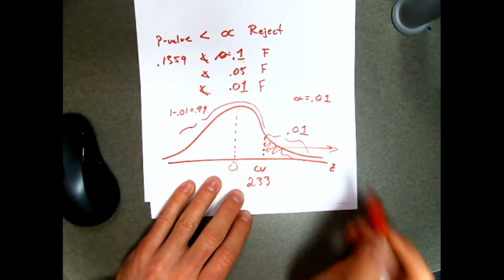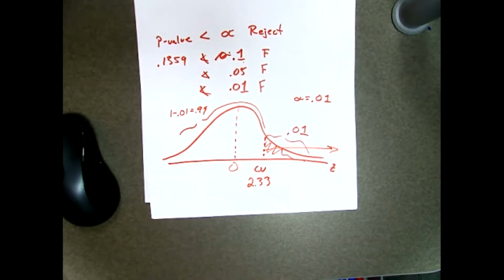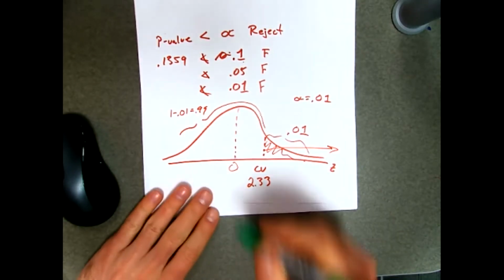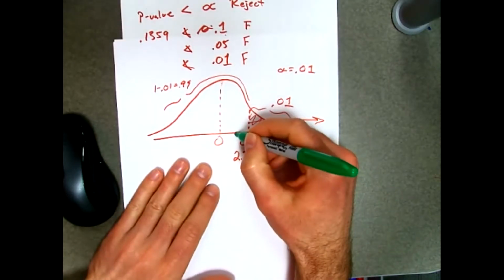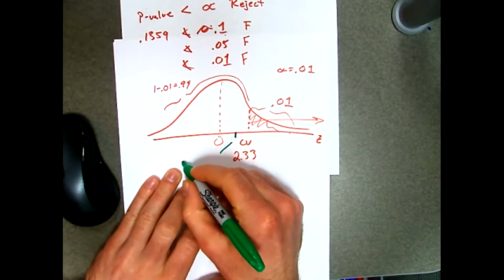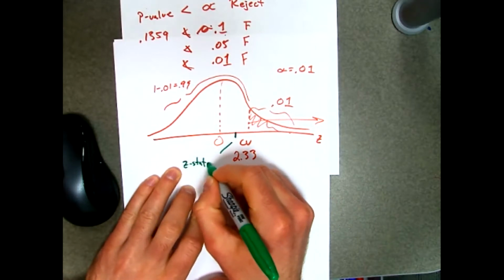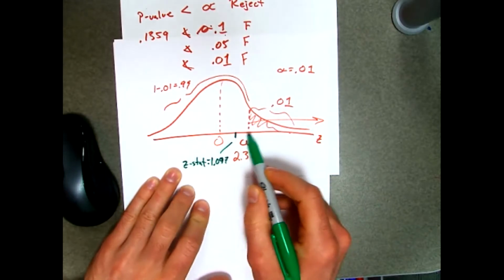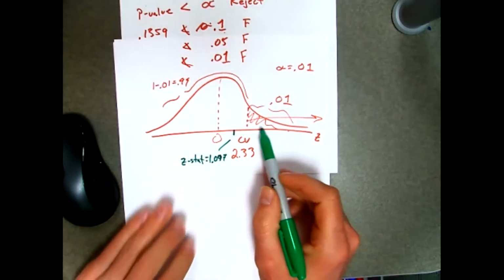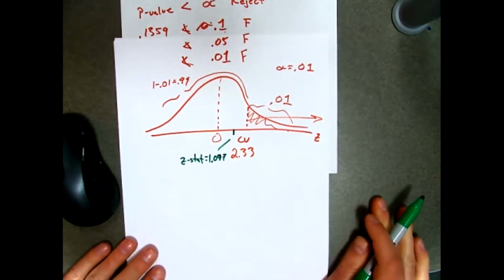So here's my rejection region. I'm then going to plot my test statistic to see, okay, is this test statistic in my rejection region? Well, 1.097 was that test statistic. It's not going to be in that rejection region, right? The visual is pretty easy to see. We should not reject here.